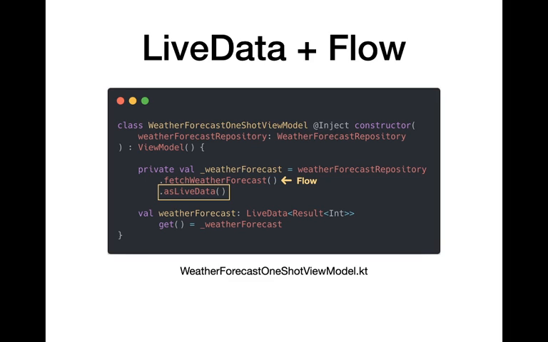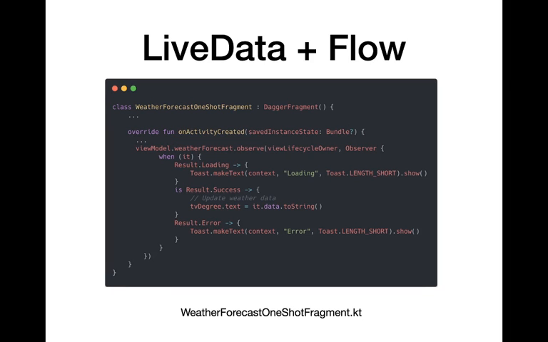So in the UI, there's nothing fancy here. It's just live data. You just observe it as usual, how you observe live data. So that's it. You just observe the live data in the UI. And this was actually a one-shot request, which means you just make a request, you get a response from the API, and it's done. You're not expecting any other response in the future.